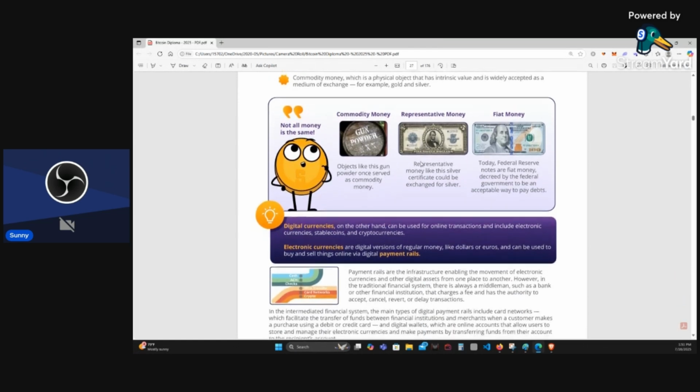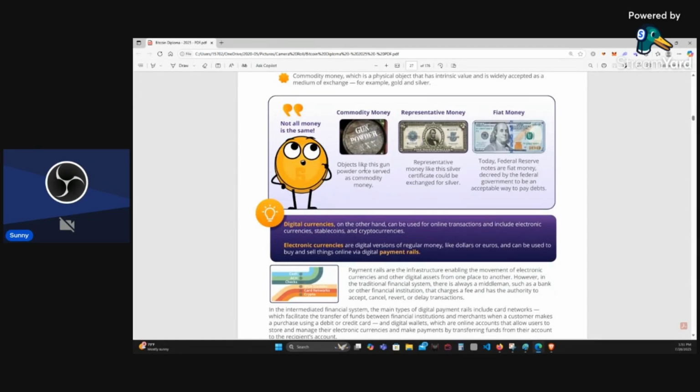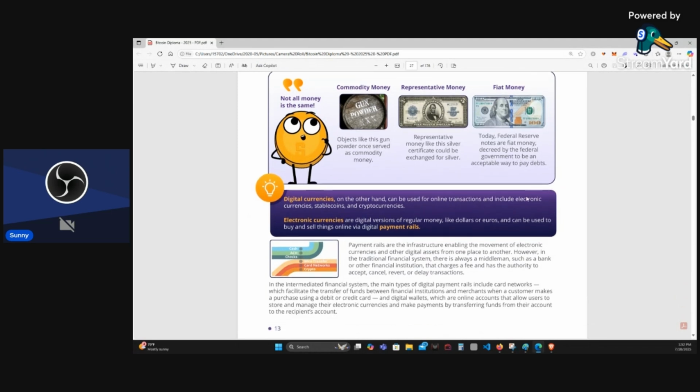Let's go here. Not all money is the same. Commodity money, let's say gunpowder. Did gunpowder once serve as commodity money? Yeah, one heck of a time to be alive then. Representative money, like this silver certificate could be exchanged for silver, right? Or if that money was a claim for gold, then you can exchange it for gold. That's representative money. And then we got fiat money. Beautiful. Today's Federal Reserve notes are fiat money decreed by the federal government to be an acceptable way to pay debts.